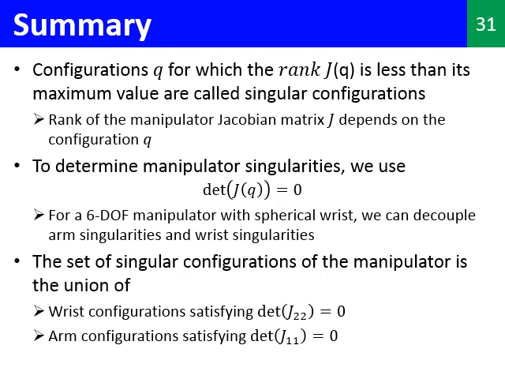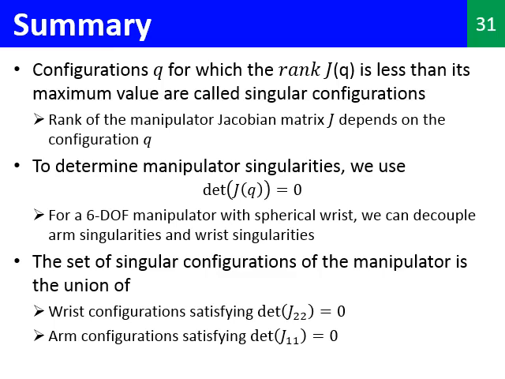With that, we have come to the end of this lecture. Let me summarize what we learned. A singular configuration of a robotic manipulator is a configuration where the rank of the Jacobian matrix becomes less than its maximum value. The manipulator Jacobian matrix is not a constant matrix. It depends on the configuration. Therefore, the rank also changes with different configurations.